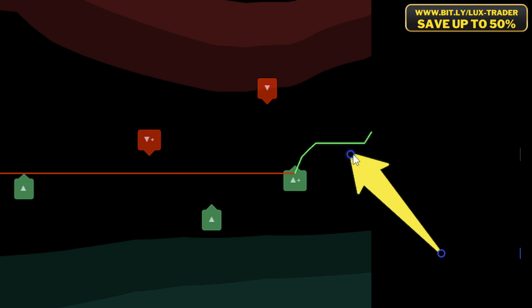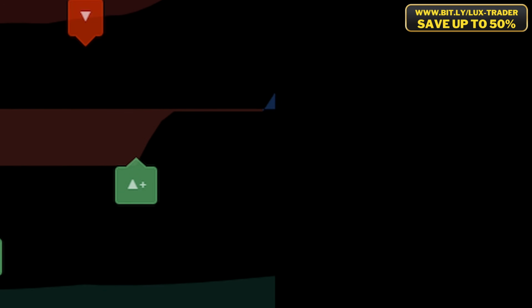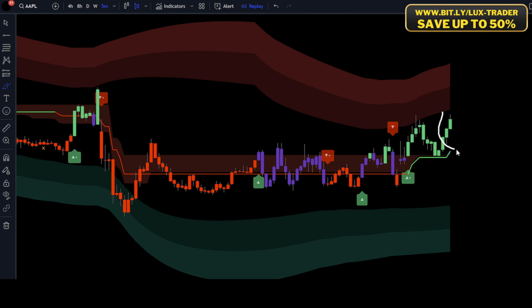Third, make sure the trend catcher line is green. This shows that the overall trend is aligned with your trade. Fourth, ensure the Neo Cloud is colored blue. A blue Neo Cloud confirms the bullish setup. Finally, observe 2 consecutive green candlesticks. This indicates strong and consistent buying pressure.